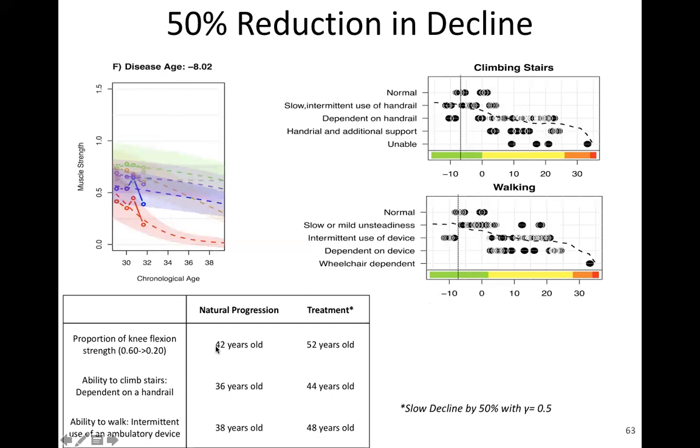This subject, if they were not given any treatment, we would expect them to become dependent on a handrail when climbing stairs at 36 years old. So they're currently able to do that with slow intermittent use, but become dependent on the handrail at 36 years old. With a treatment that has a 50% reduction in decline, this would now be 44 years old. So we can see that this subject wouldn't progress on this measure until 4 years later under this treatment. And similarly, with the ability to walk, they wouldn't need to use a device to help them until 48 years old instead of 38 years old.